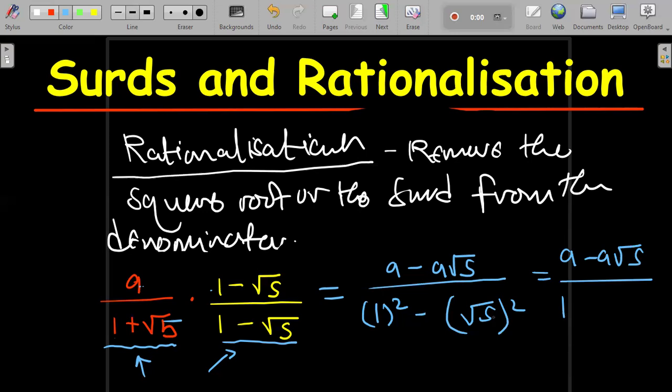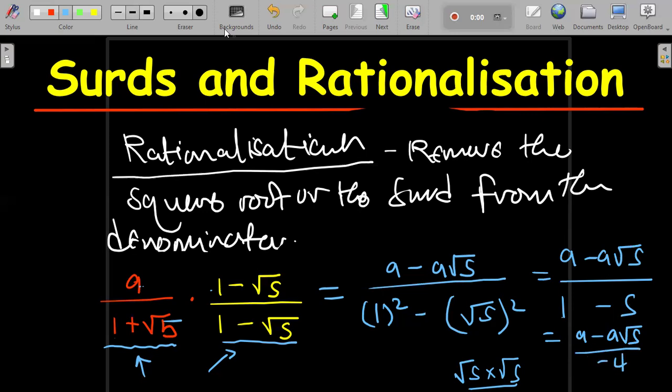So root of 5 squared is the same as root of 5 multiplied by root of 5. It means this is going to give us just 5. So this will be minus 5. So your answer will just be a minus a root of 5 divided by 1 minus 5, which will just be a minus 4.